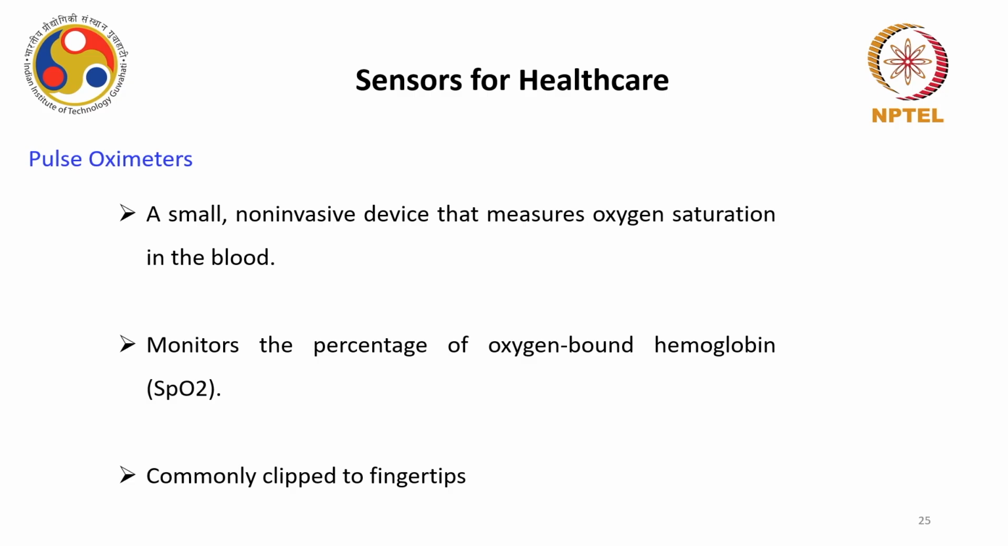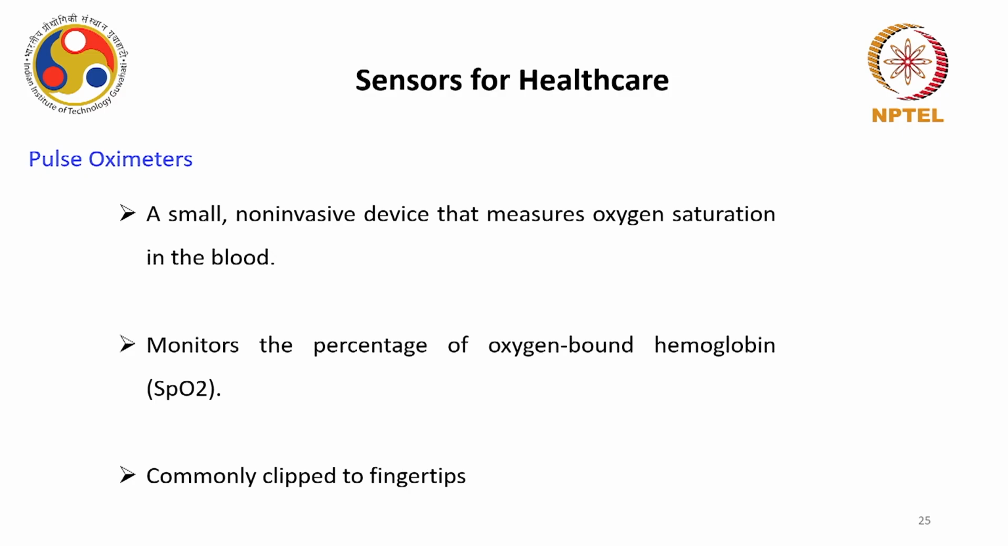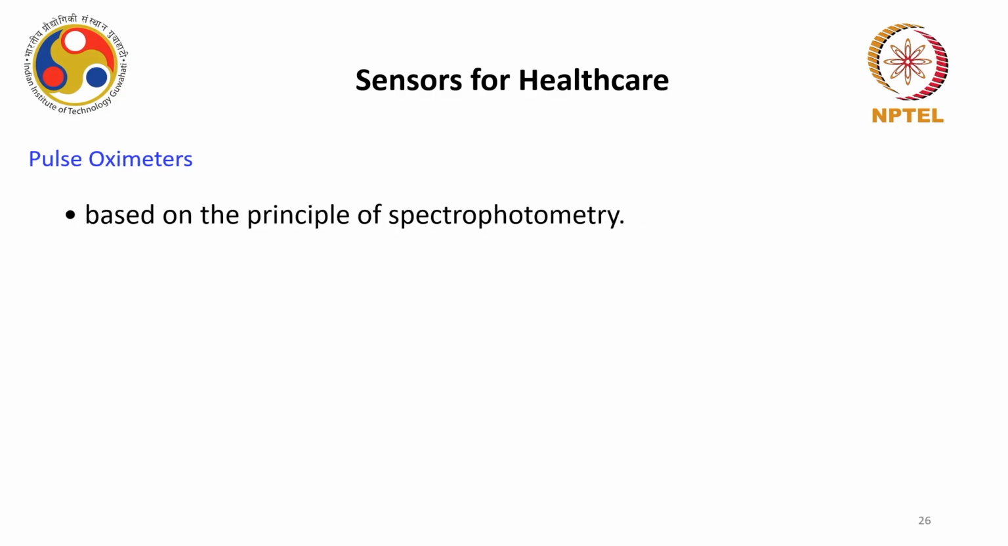Okay. Then another simple sensor that we have seen, particularly it has seen a rise in the COVID time, is a pulse oximeter. Okay, we have seen people clipping a small device on our fingertips to calculate the saturated oxygen level. Okay, so the pulse oximeter is a small non-invasive device that measures oxygen saturation in the blood. Okay, and it can monitor the percentage of oxygen bound hemoglobin, we call it SpO2, and they are based on the principle of mostly spectrophotometry.